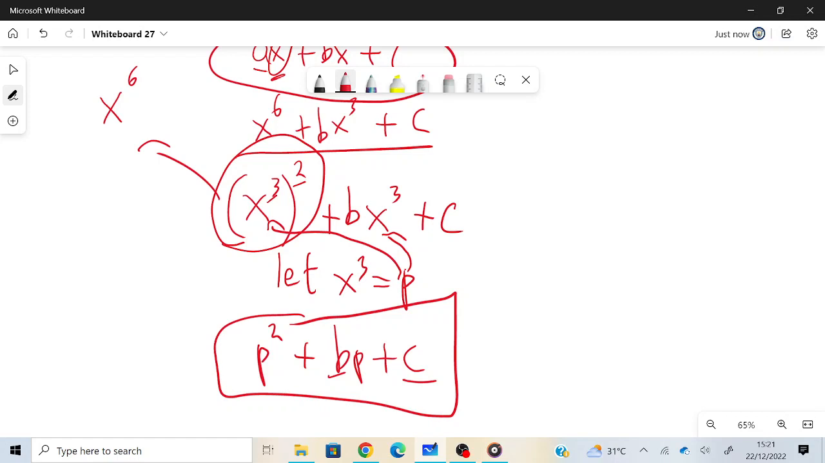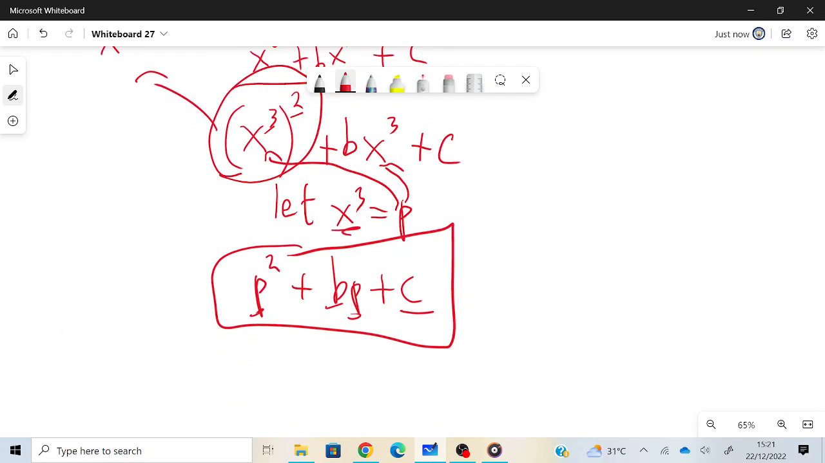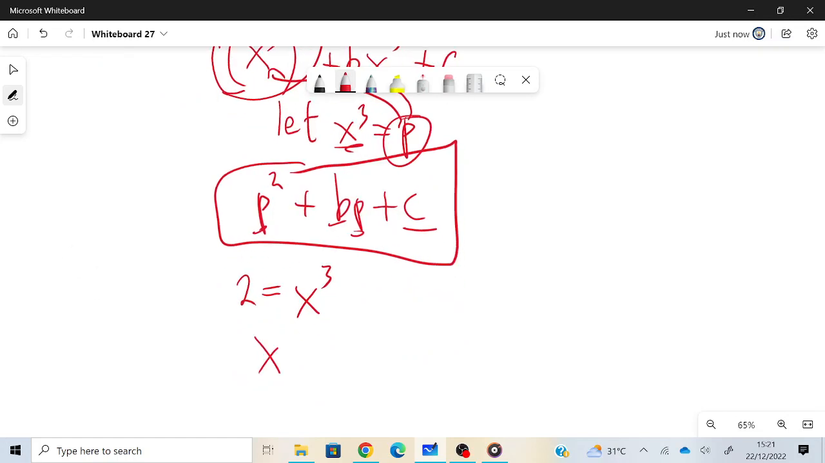However, once you do get your final values for p, the two values for p, or the one value for p if it's a repeated root, you need to remember that you let it represent something. So whatever your value for p is, let's say for example you got 2, you would now do 2 is equal to x cubed, and then you would solve for x, so x would now be the cube root of 2 plus minus.